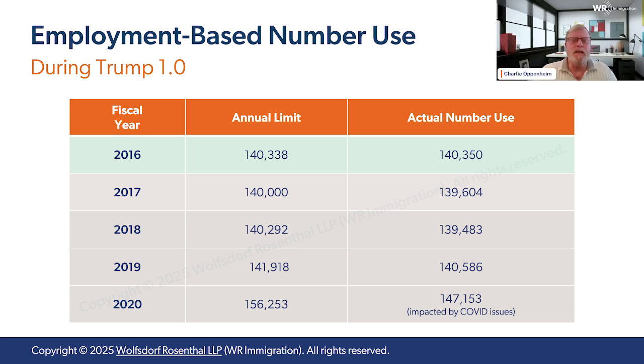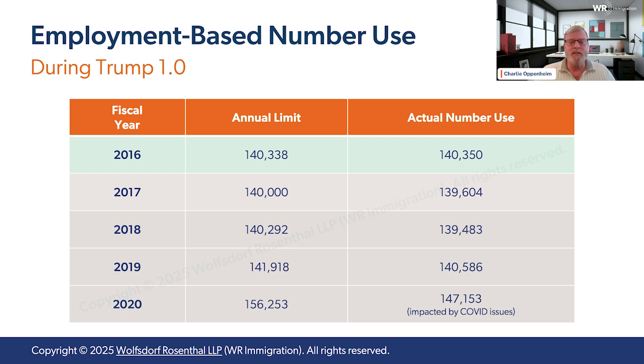Yeah, the top line in fiscal 2016, that was the first year prior to Trump 1.0. So you see the annual limit, the amount of numbers used. Then during the course of the Trump administration, 2017 through 2020, you will see the annual limits, and you will see that number use was very, very close to the annual limits. It is almost impossible to hit the limit exactly. You're always going to be a certain amount over or under because you're having to make estimates on number use.